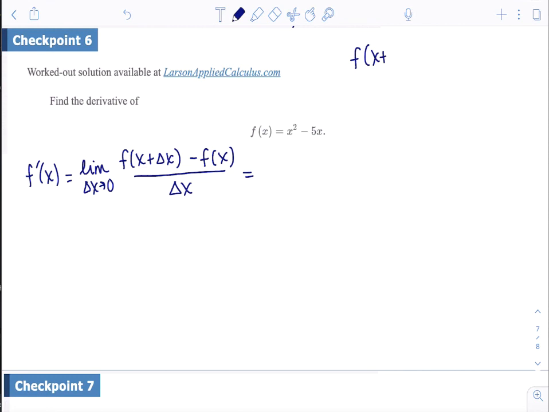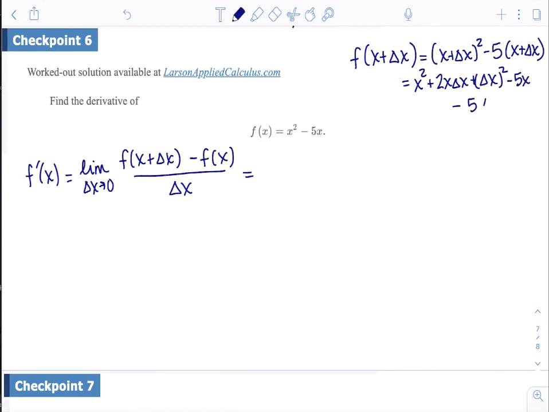Here we do have a little bit of extra work because in our function there's an x squared and a minus 5x. So when we make this substitution, we have (x plus delta x) squared minus 5(x plus delta x). This is going to simplify to x squared plus 2x delta x plus delta x squared minus 5x minus 5 delta x. So now let's go back to our derivative and evaluate this limit.